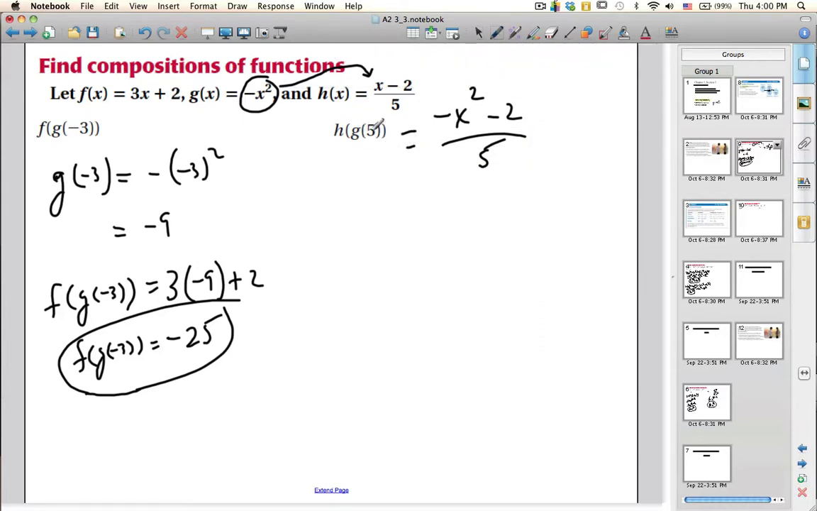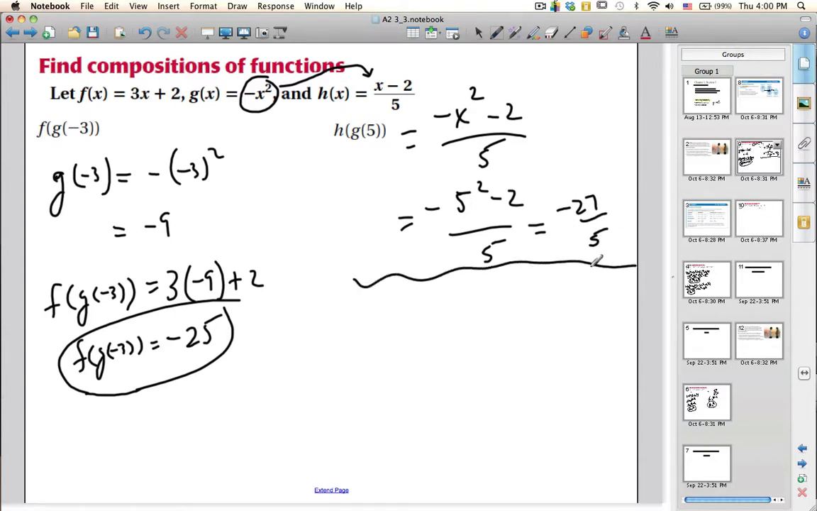And then if I want to go ahead and plug 5 into this, it's going to be the opposite of 5 squared minus 2 over 5. So 5 squared is 25. The opposite of 25 is negative 25. Negative 25 minus 2 is negative 27 over 5.